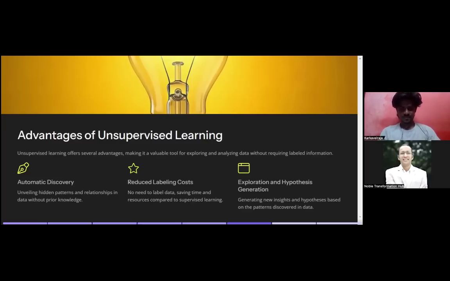Then exploration and hypothesis generation: generating new insights and hypotheses based on pattern discovery, the surprises that the human eye cannot discover. Unsupervised learning will find those patterns and surprise you. If you have done all the steps rightly, with ethics and as per the objective, the problem statement, and the objective function of the project, it is going to surprise you. There are a lot of advantages.